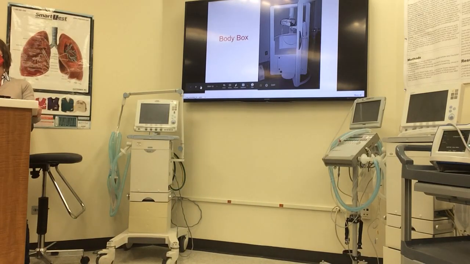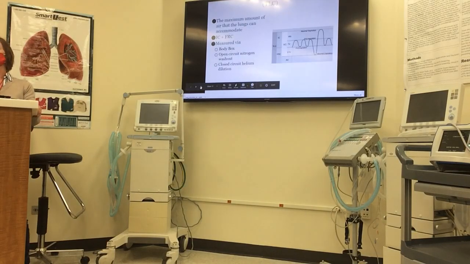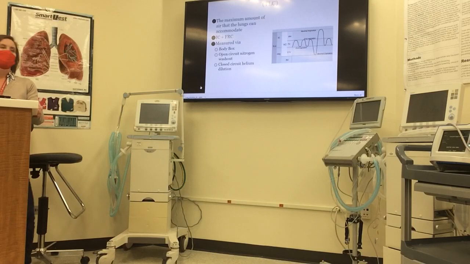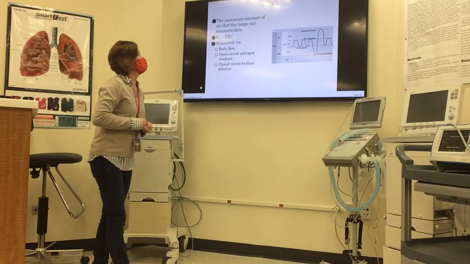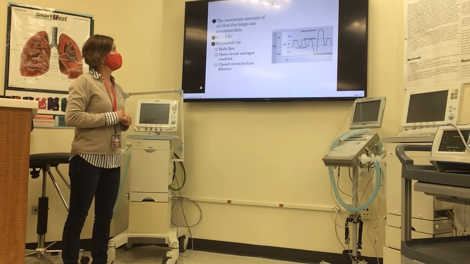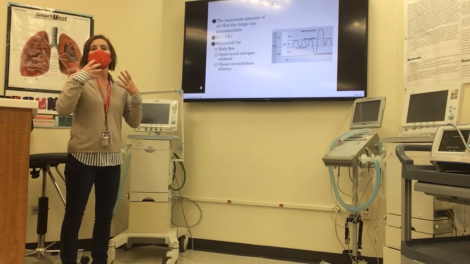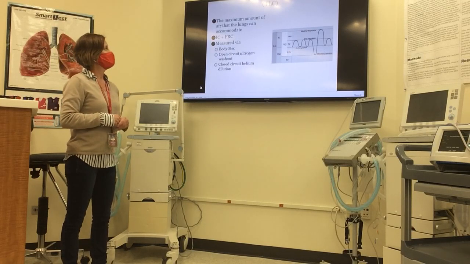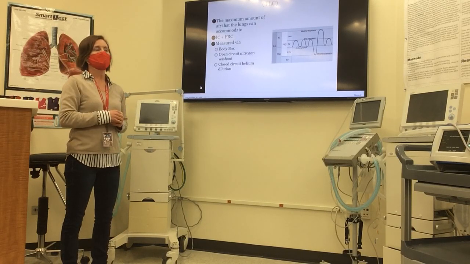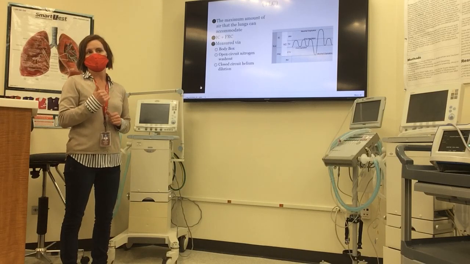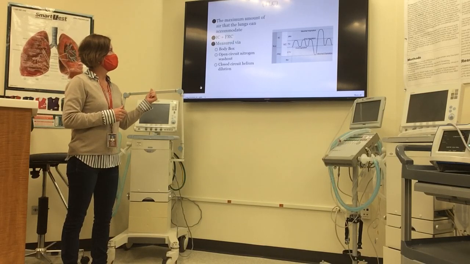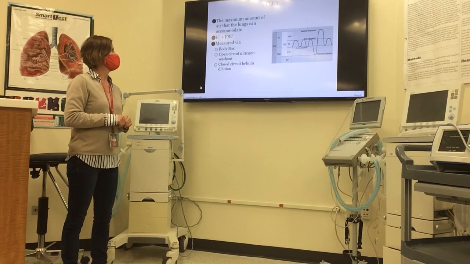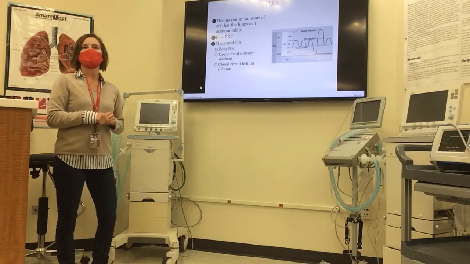Very good. So here's a picture of a body box. That body box will measure all of the volumes and capacities. When we look at the total lung capacity, it's the maximum amount of air that the lungs can accommodate. So it is a combination of both inspiratory capacity and their functional residual capacity. It can be measured via the body box, the open circuit nitrogen washout, or the closed circuit helium dilution test.